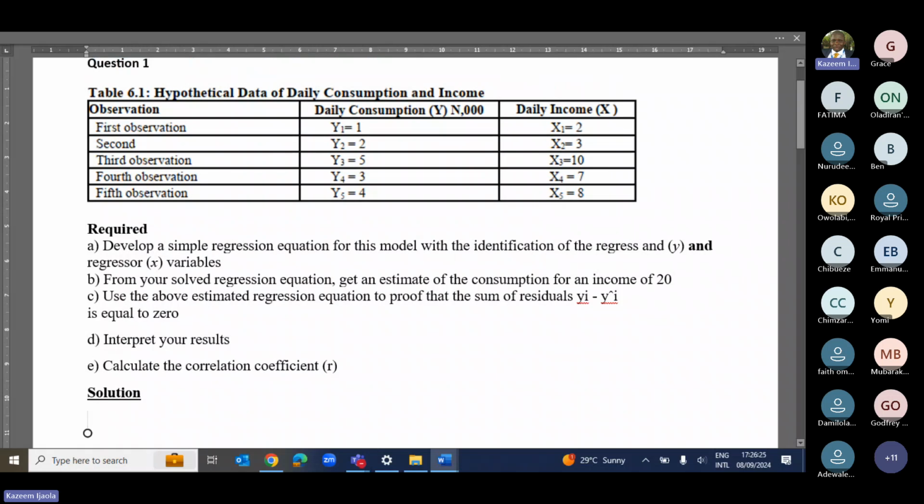Look at this question. A guy who said Y is always income will be confused when he looks at this question. There is no rule that says Y will always be income. Y is just an alphabet. If you look at this one, that guy will fail straight away.